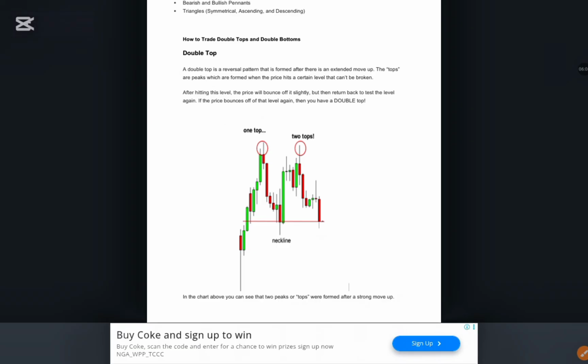is an extended move up. The tops are the peaks. These are the tops here. Look at it. There's the first top, and this is the second top. That's how we call it: the double top. Do you understand? I will call it the double top.